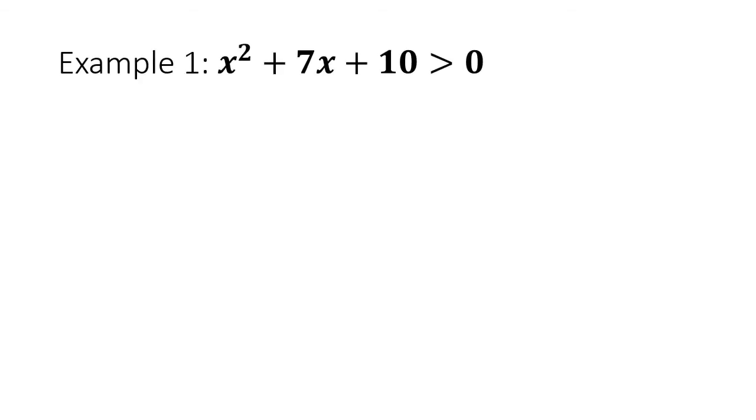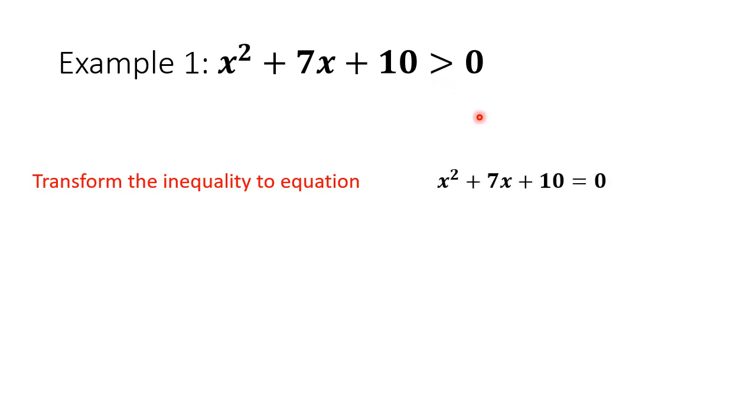Let's have the first example. So, we have x squared plus 7x plus 10 is greater than 0. Okay. Tatandaan natin, sabi dun sa step 1, we need to transform the inequality to equation. So, yung ating inequality symbol ay gagawin nating equal sign. So, magiging x squared plus 7x plus 10 is equal to 0.